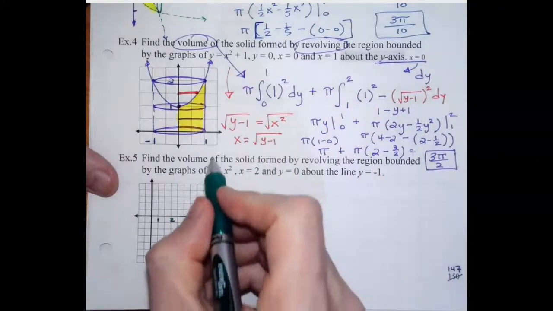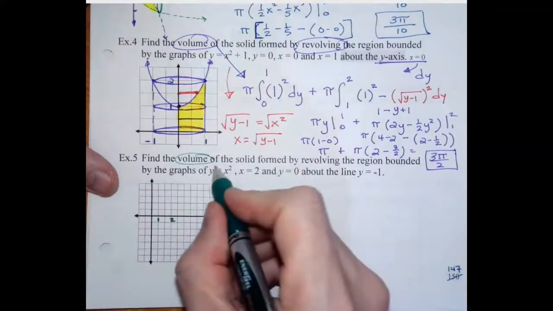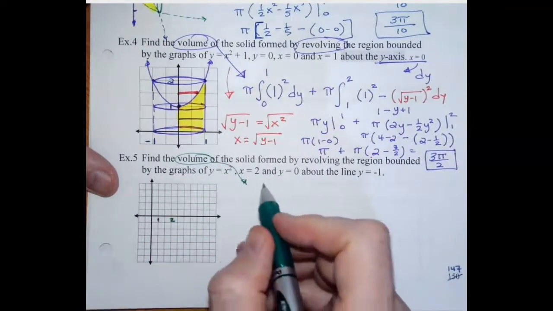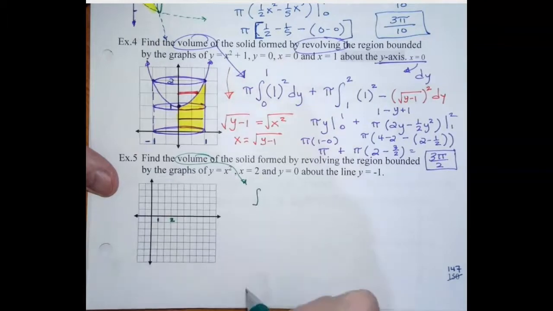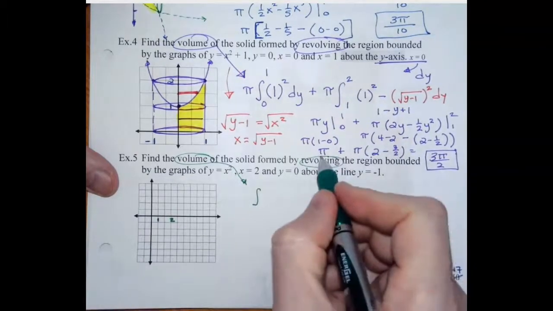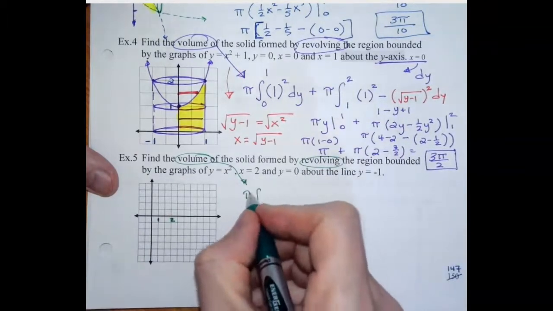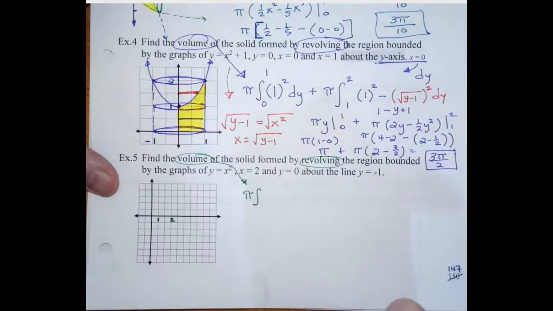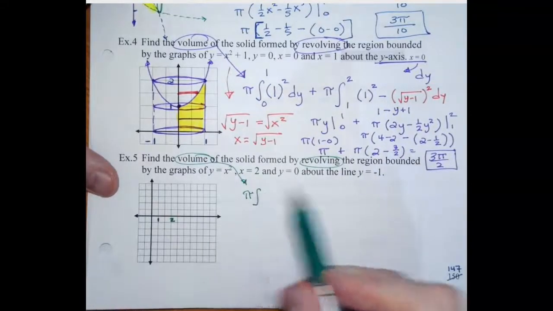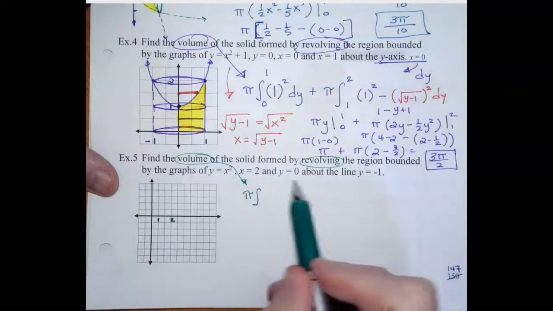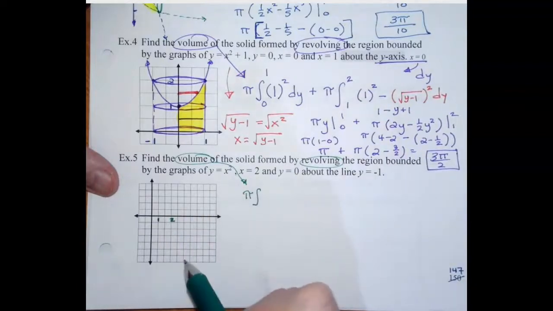Alright, so our last example for the day. So once again, 5th time, volume. So volume means we're going to be taking the integral. Revolving. So revolving means we need to have pi because we're revolving. We're going to be creating circles. So we need pi here. The region bounded by the graphs of this. So we're about to graph those and see what's going on.